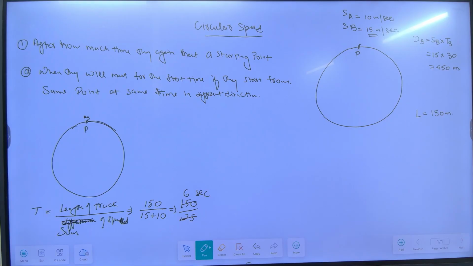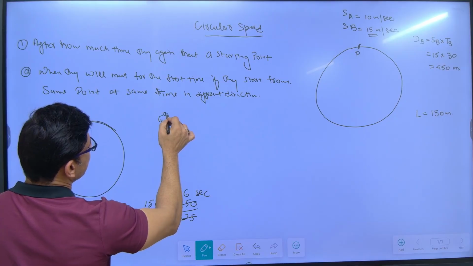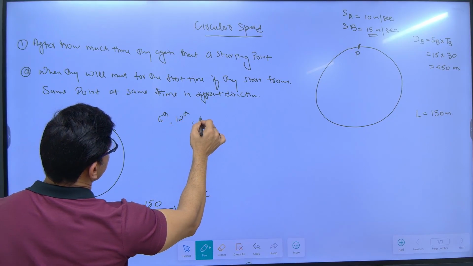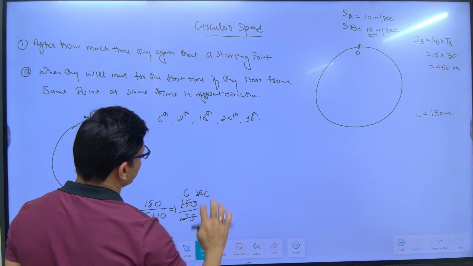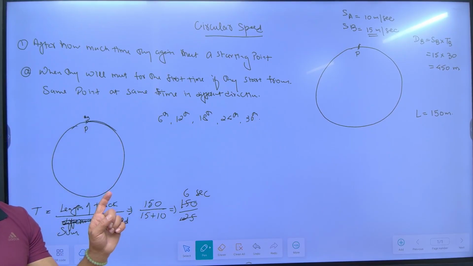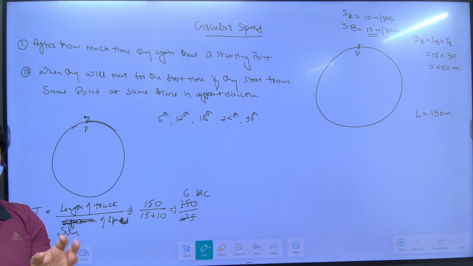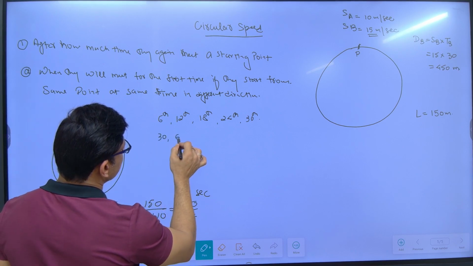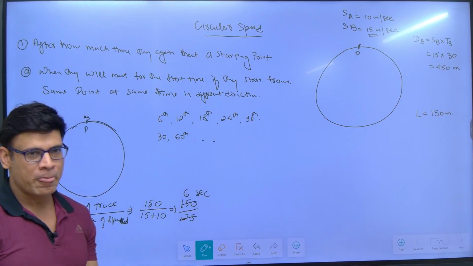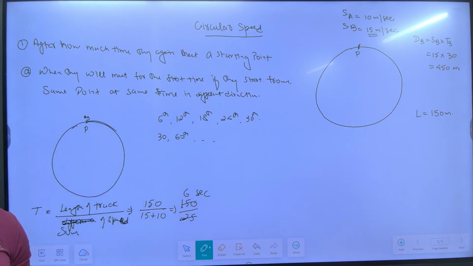So they will keep on meeting after every 6 seconds: first at the end of 6 seconds, then 12 seconds, then 18 seconds, then 24 seconds, then the 30th second. When they're moving in the same direction, they meet again at the 30th second, 60th second, and so on. That 30th second is nothing but the starting point.